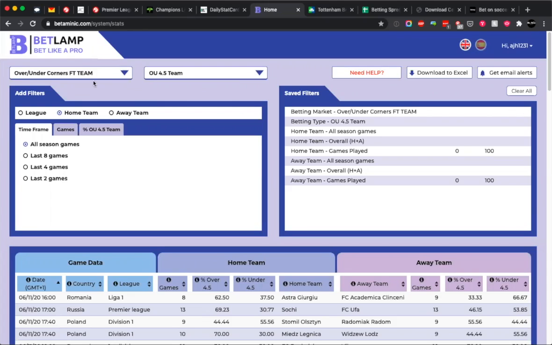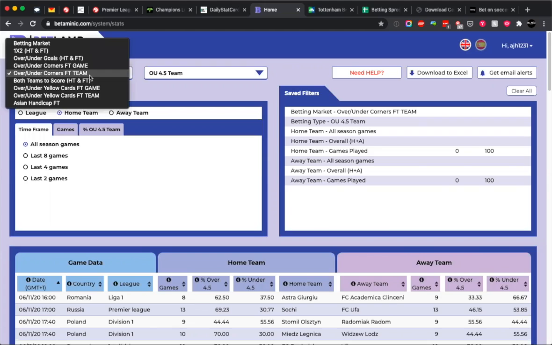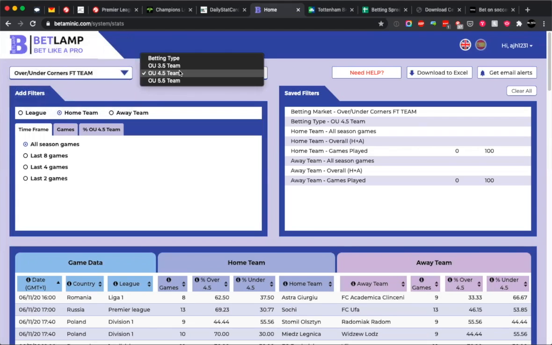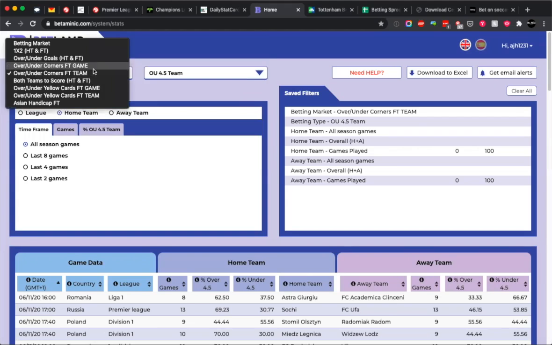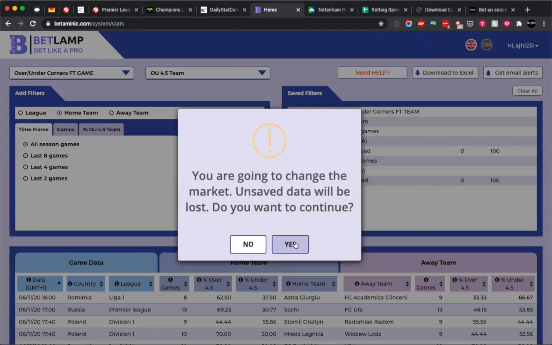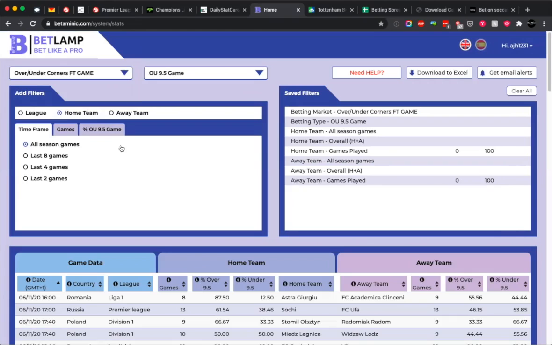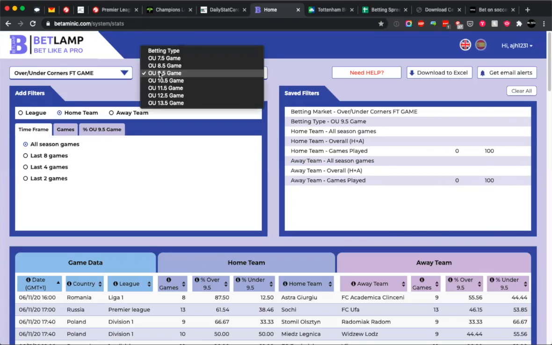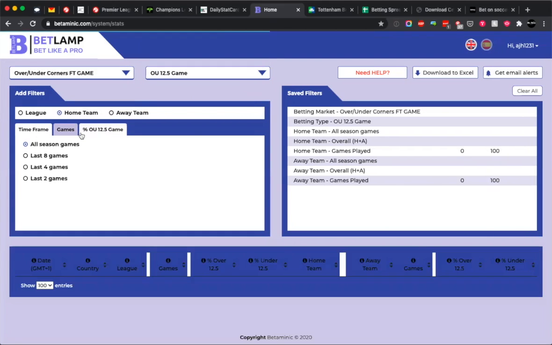Like I said, I'll send you guys a link. And then you come here and you select the options that you want. So we're looking at team corners here, but if we were to go to the game corners, what we could do here, and this is what I like about it, is you can select whether you want over 9.5, 12.5. So the 12.5 market.